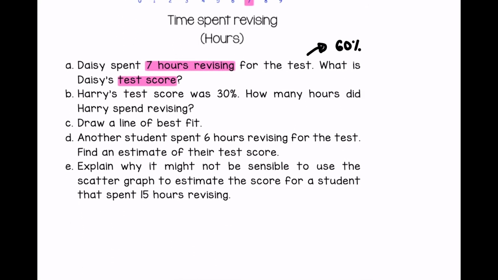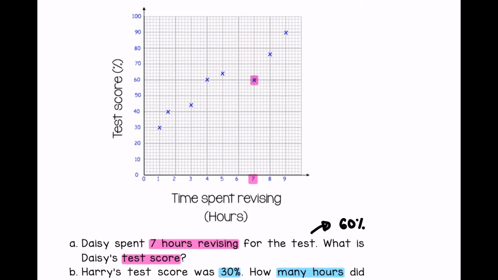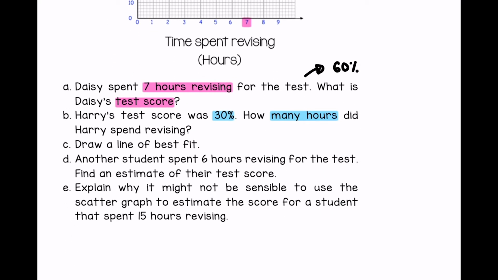If we look at the next question, Harry's test score was 30%. So now we've been given the test score and asked how many hours did he spend revising. So we're going to go back to our diagram and identify his test score, which is 30%. If I look at the graph, I can see that 30% for a test score has an answer for the number of hours spent revising, which in this case is 1 hour. So Harry spent 1 hour revising for his 30% score.